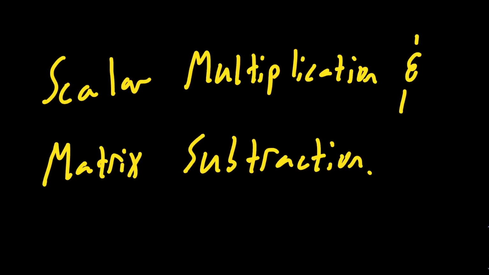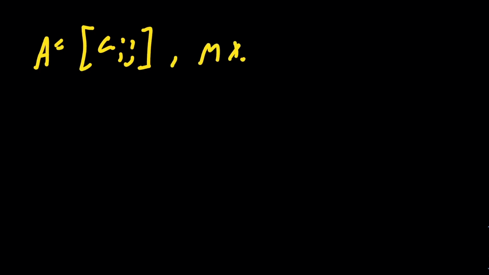Hello everyone. In this video, we'll be going over scalar multiplication and matrix subtraction in the context of linear algebra. So let's say we have a matrix identified as A, and it equals the matrix A sub ij, and it is an n by n matrix, meaning it's a square matrix, and C is a scalar, where the scalar is any real number.